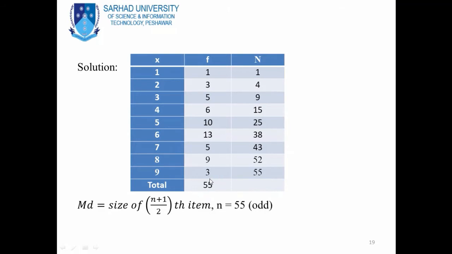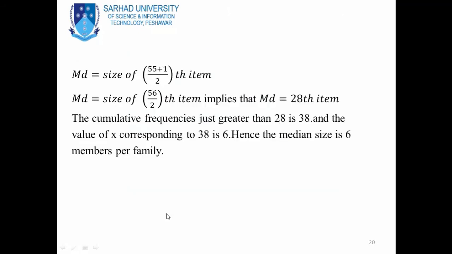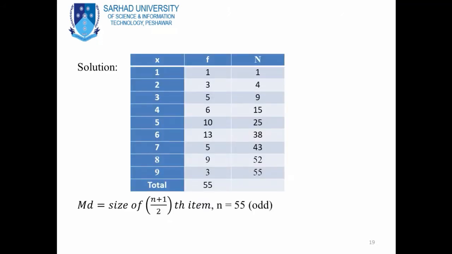Actually, 55 is odd. There are odd values in this data. So 55 plus 1 means 56, and 56 divided by 2 gives the position of the data, the 28th position. So at the 28th position, there is the central tendency which is called the median. You see over here, the capital N represents the cumulative frequency, and cumulative frequency actually represents the positions.